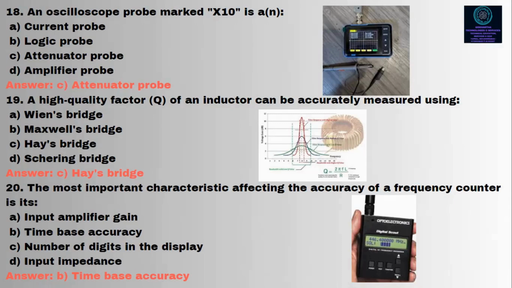Next question, 19. A high quality factor Q of an inductor can be accurately measured using the Hay bridge. The correct answer is Hay bridge. Question number 20: the most important characteristic affecting the accuracy of a frequency counter is its time-base accuracy. Frequency counter, you can see the instrument in the hand, that is what we call the frequency counter.